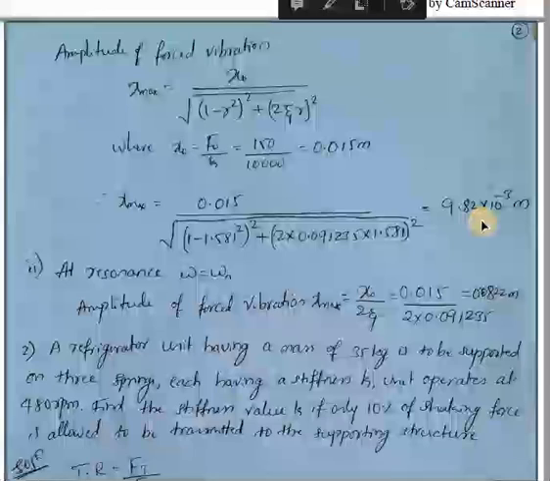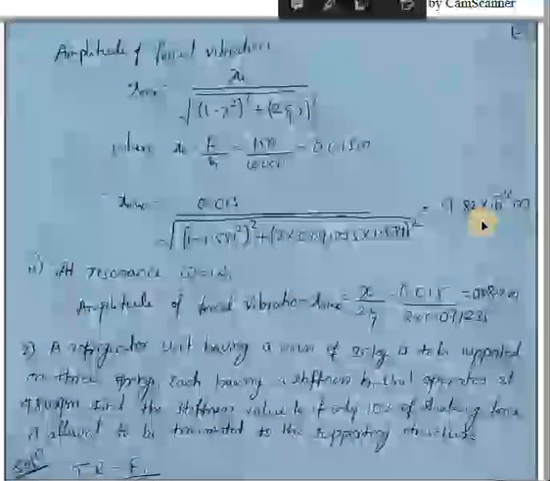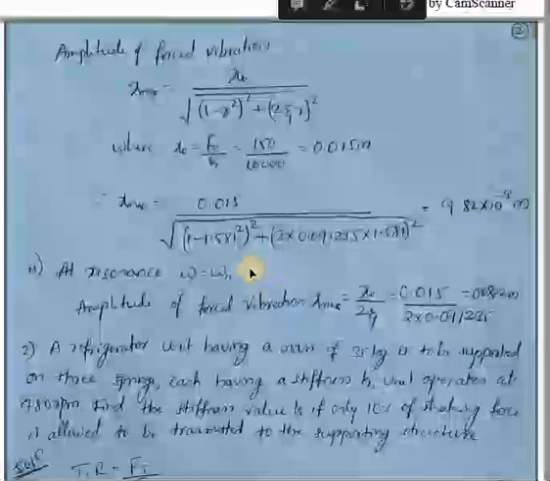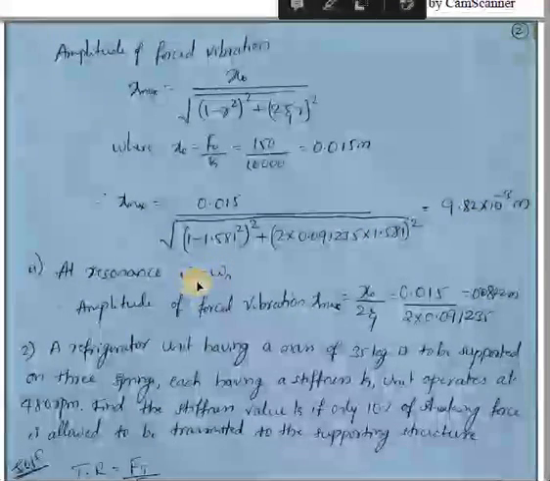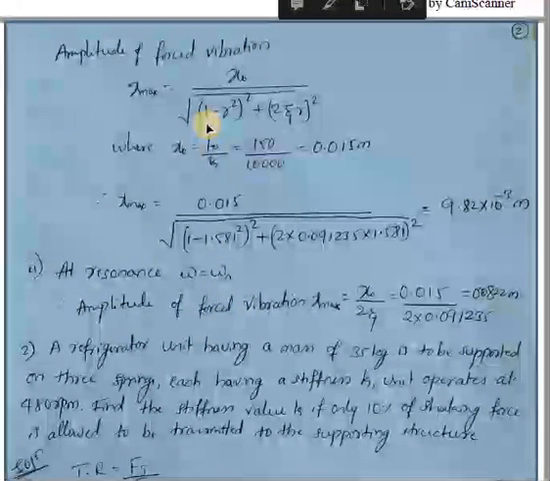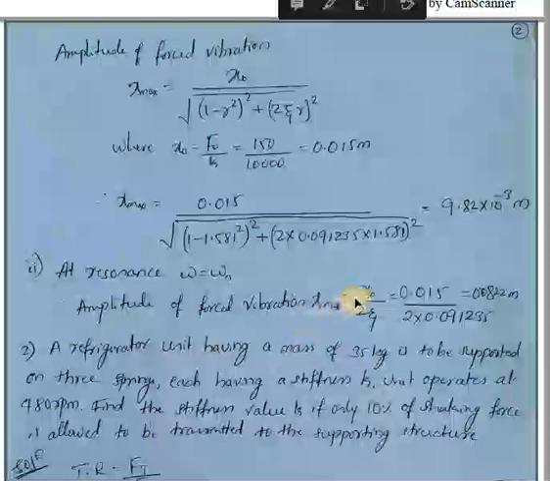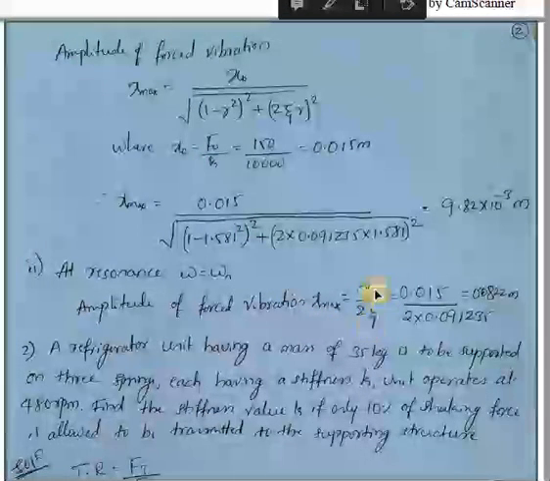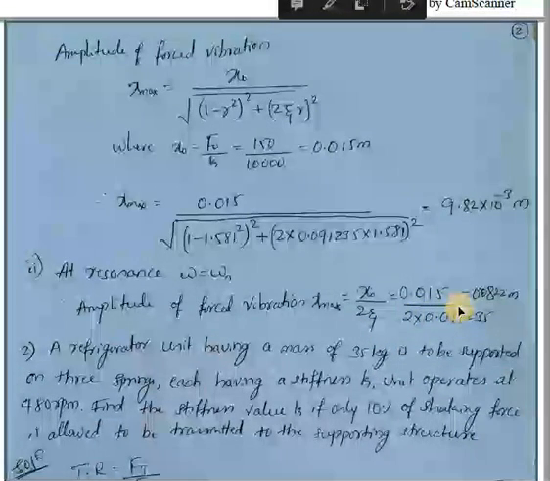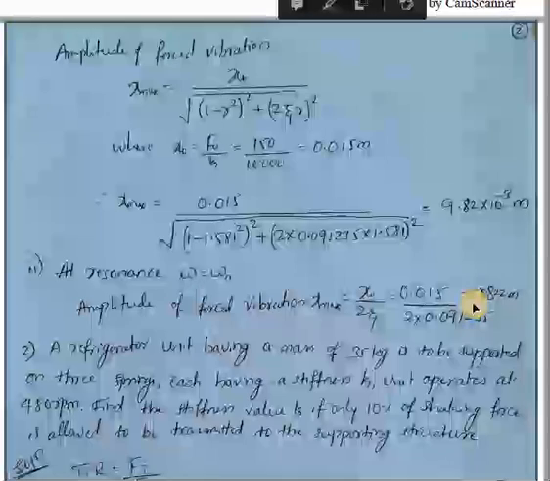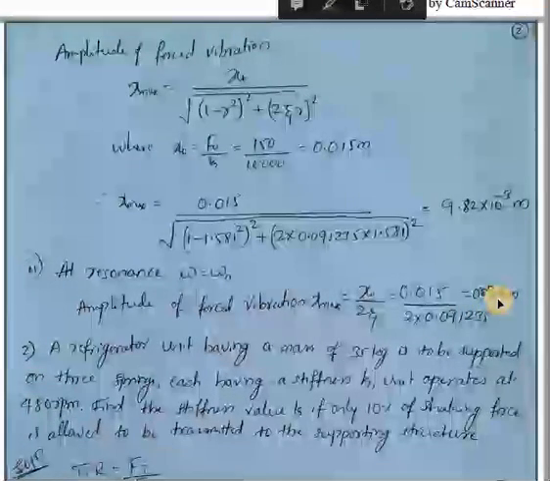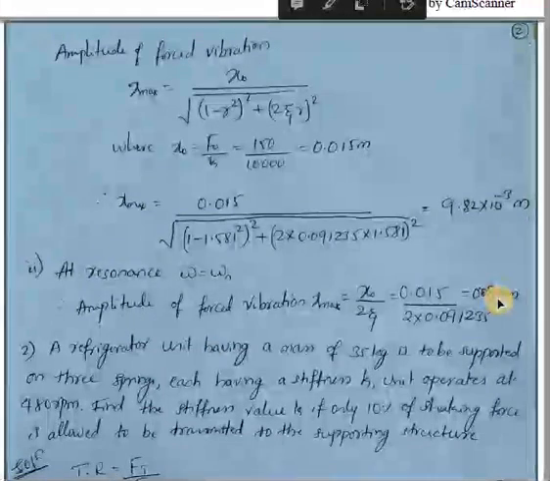Now moving further, in the second part he has asked us to calculate the amplitude when the system is at resonance. At resonance, as we know, omega equals omega n. So using the same amplitude equation, x max will become x naught by 2 zeta. I have already calculated x naught and zeta. If you substitute that, you will get the maximum amplitude as 0.0822 meter. So this is the complete solution for the given problem.